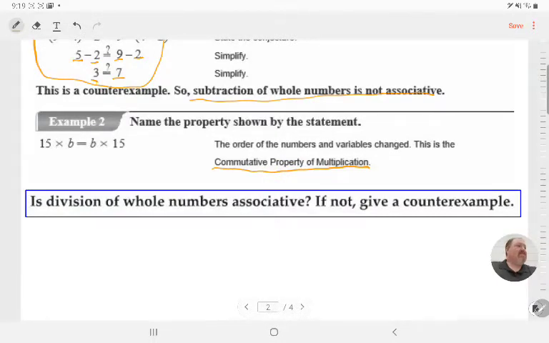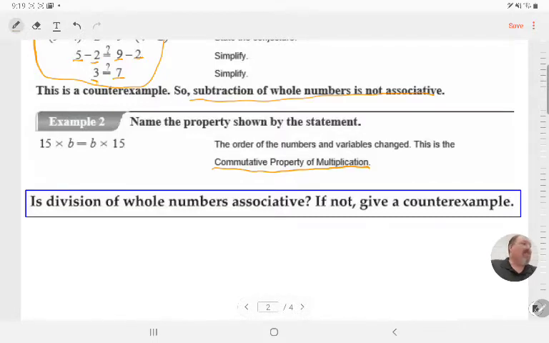All right. So we can take a look and let's do an example. This is where I want you to pause the video and try to answer this on your own. Is division of whole numbers associative? If not, give a counterexample. So try this on your own and then come back to the video and see how you did.